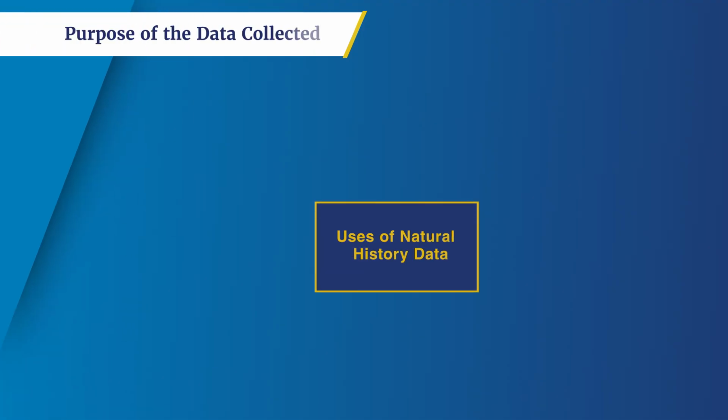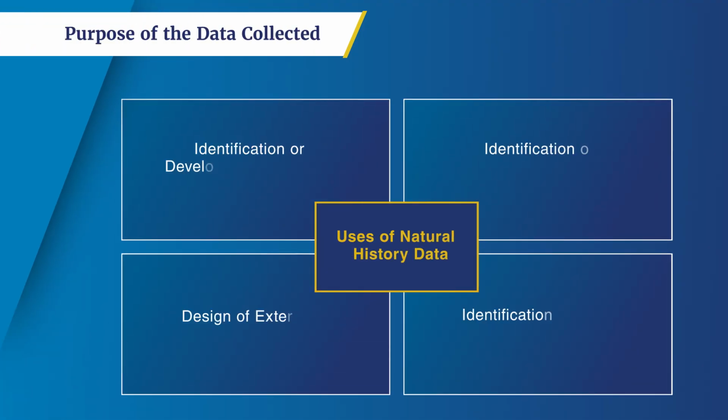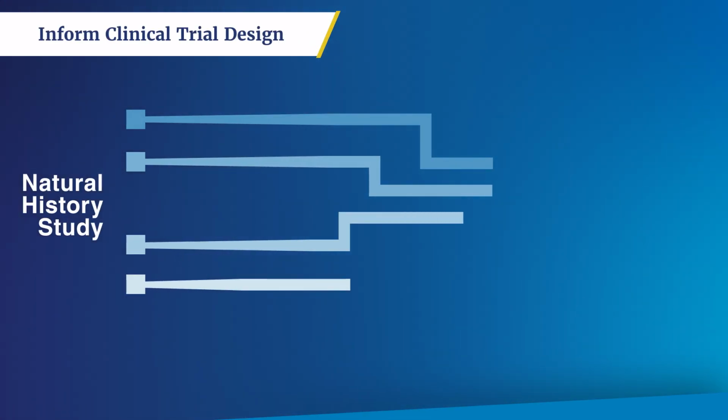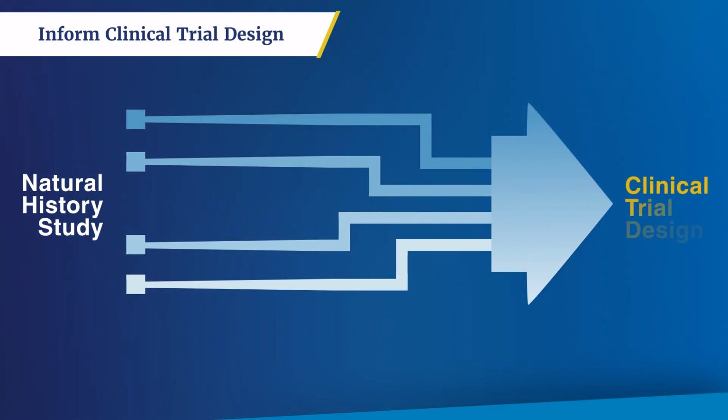When collecting natural history information, various potential uses of the data should be considered, because data collected initially for one purpose, for example, to obtain comprehensive clinical information on patients with a particular disease, may not be fit for use for another purpose. There are several ways that a natural history study can inform the design of a clinical trial.